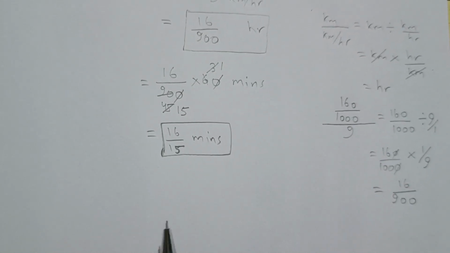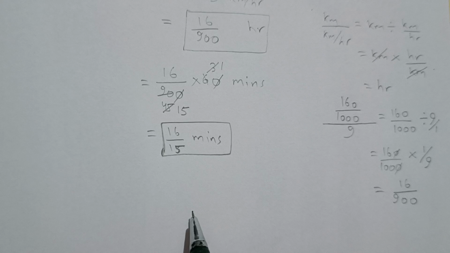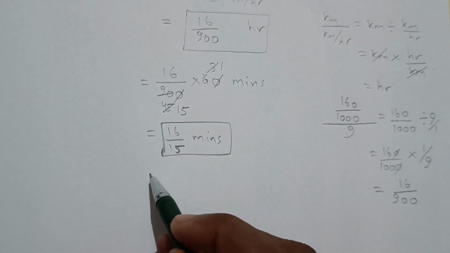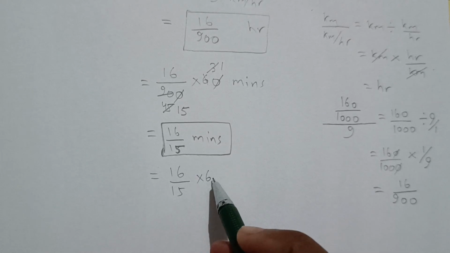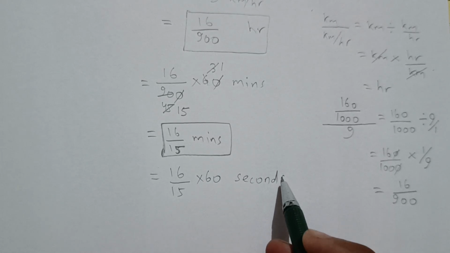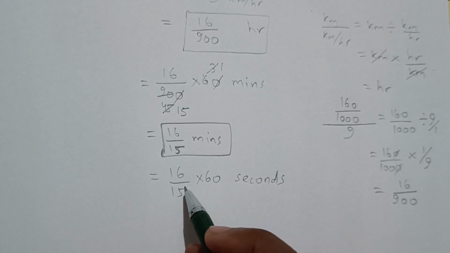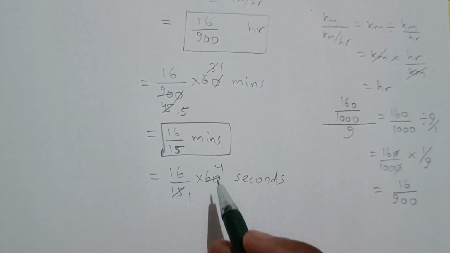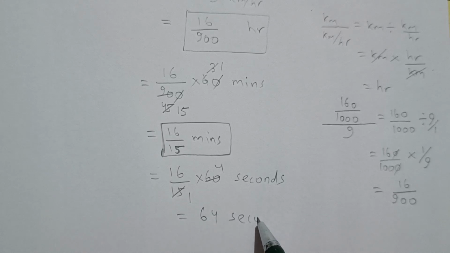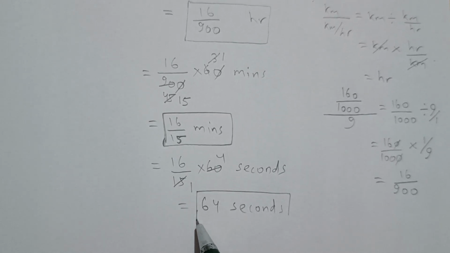So now we are converting minutes to seconds. In order to convert minutes to seconds, we have to multiply again by 60. So 16 by 15 minutes will now become 16 by 15 into 60 seconds. So 15 1s are 15, 15 4s are 60, and 16 into 4 is 64. So 64 seconds. Yes, this is much more pleasant to hear, easier to understand, and this is a simplified form. So this answer is the simplest form, 64 seconds.